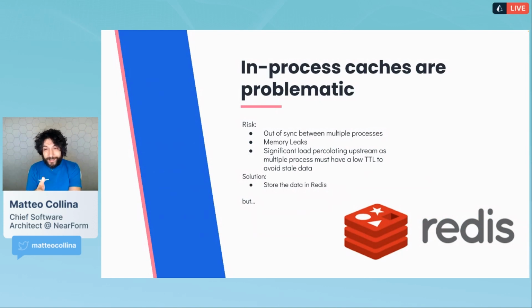Well, coming to the end, but I still have a little bit more to talk about. All of this was doing caching in process, but in-process caches are problematic. They can get out of sync between multiple processes, suffer memory leaks, and so on. So the actual good answer here is to use Redis. It's always a good answer. Use Redis, right?